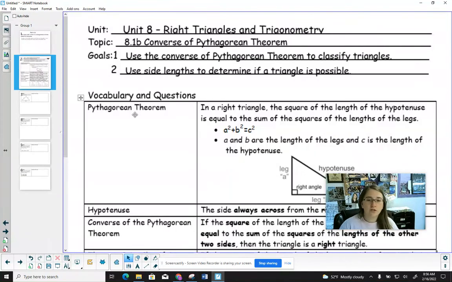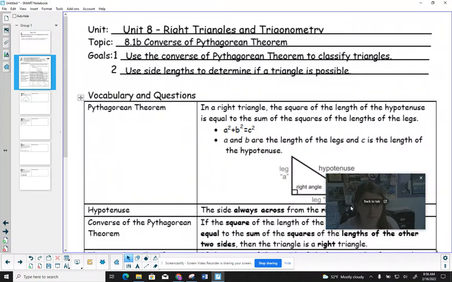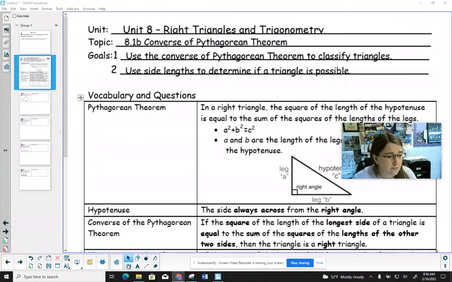Okay, 8.1b. I wanted to do just a video for this one because it's still using Pythagorean theorem, and it's kind of quick as well. There's really only one thing you do mathematically, and then from there, it's just analyzing the math you've done. So this lesson, again, is going to be using Pythagorean theorem, but it's the converse.